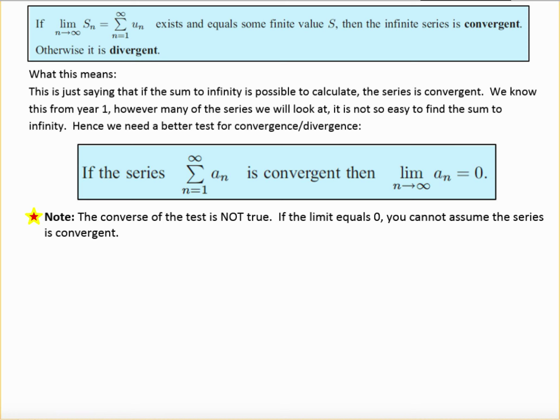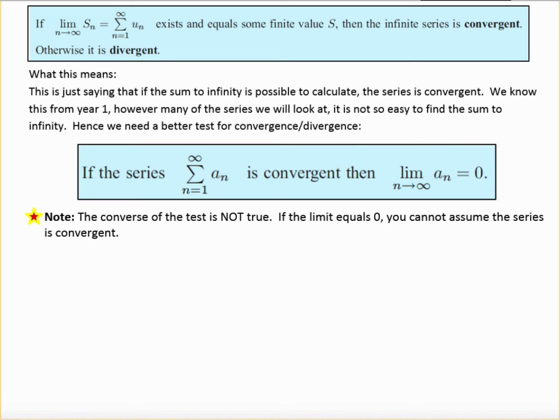We actually already knew that from year one. But for many of the series we're going to look at, it's not going to be that easy to find the sum to infinity, so we're going to need to use some other tests to test for convergence. If you can calculate that the series converges, and you know what the sum to infinity is, then use that, and that shows that it's convergent. But sometimes we can't just tell what that common ratio is. We can't just make that assumption.